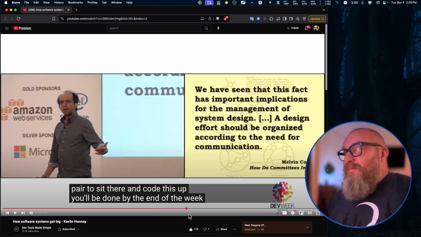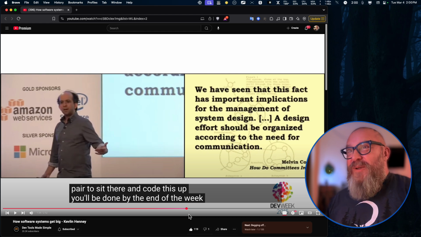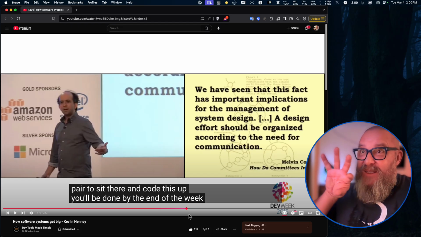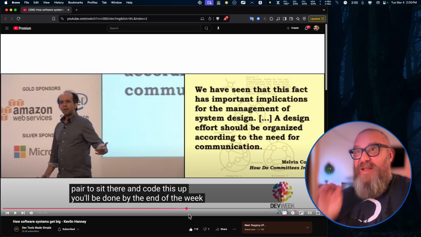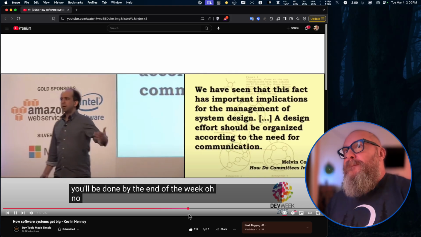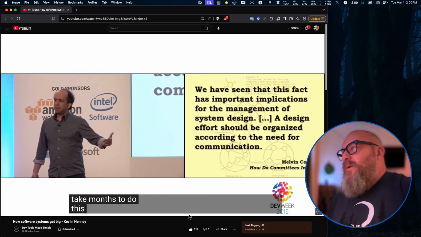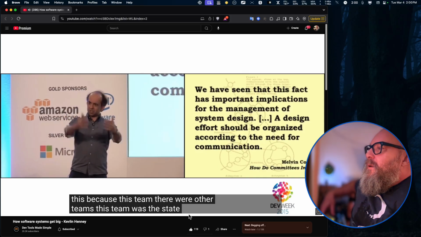And Kevlin's still bright-eyed, bushy-tailed, thinking that he can get around Conway's Law. Conway's Law is about the organization, but there's also this thing about everyone having to share a metaphor about how an application works, and that's a whole other thing. Oh no, when you've got 8 people, you can take months to do this. Right. Because this team, there are other teams, this team was the state machine team.